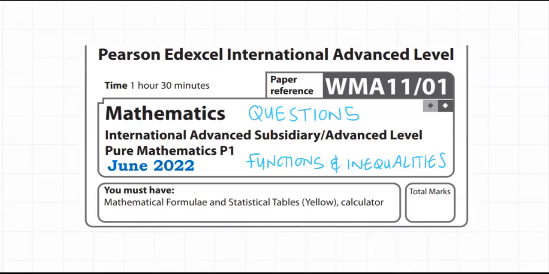Edexcel IAL, Mathematics P1, Pure Math 1 from June 2022. Question 5 deals with functions and inequalities between the functions. Let's take a look.